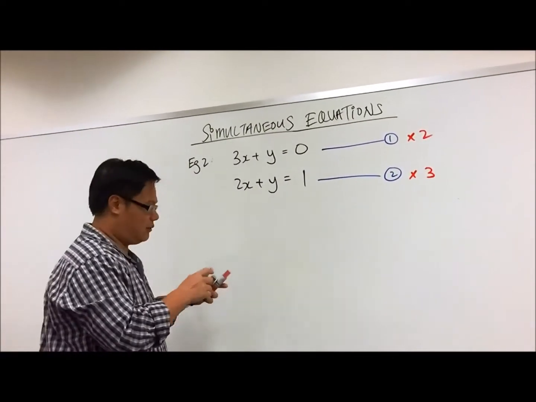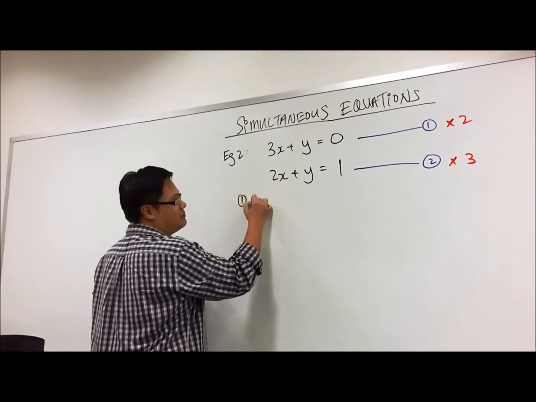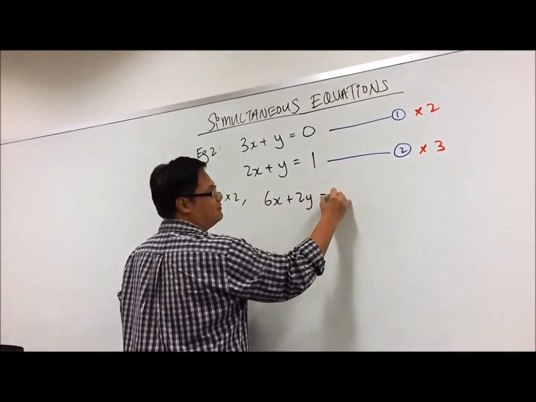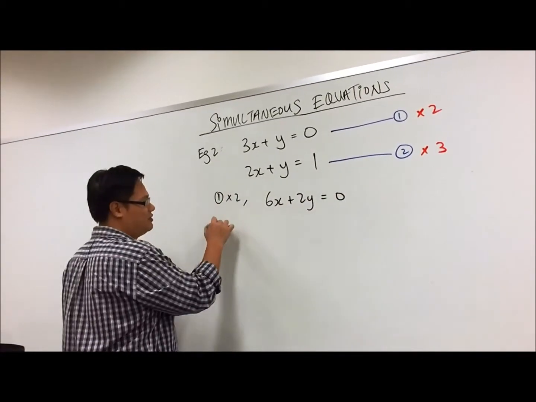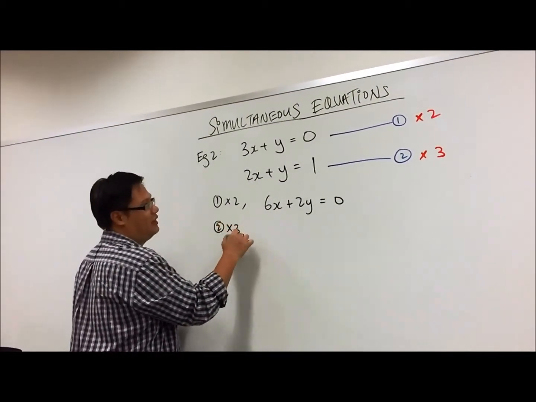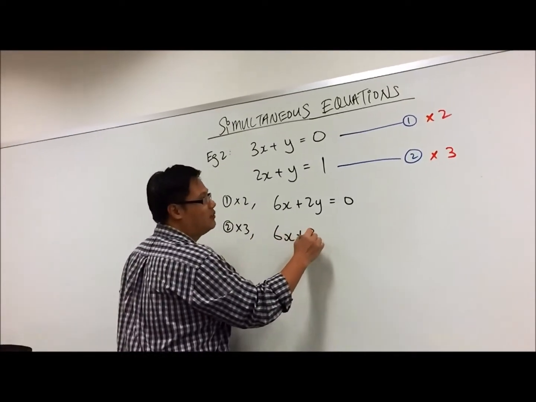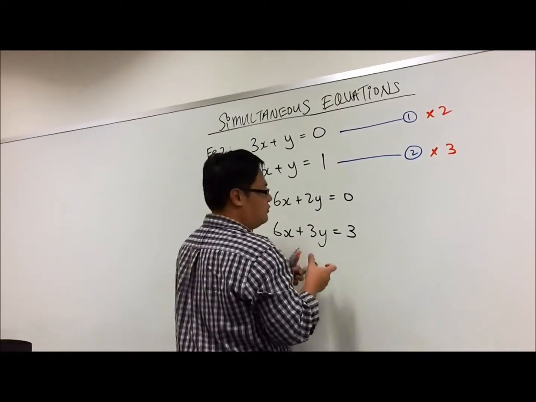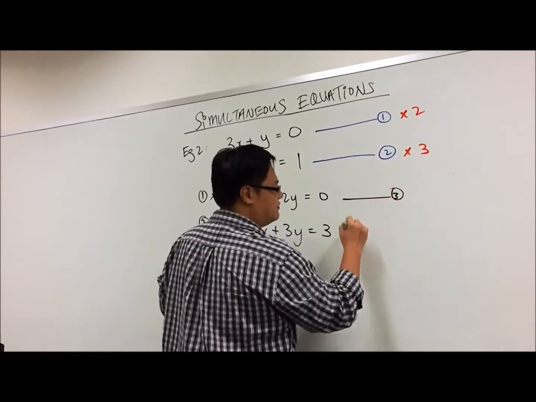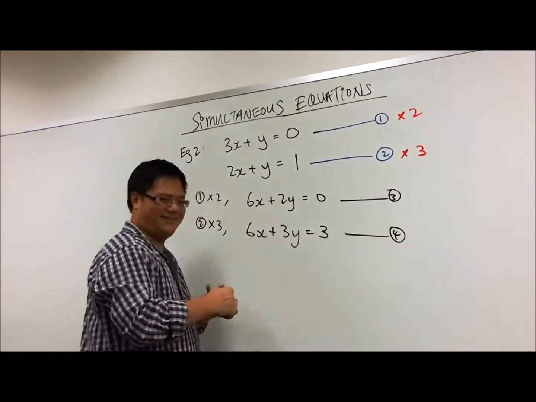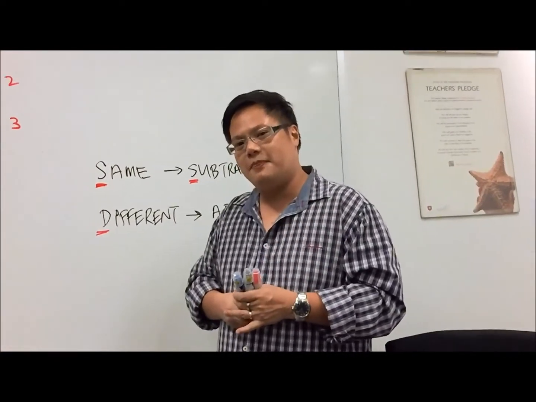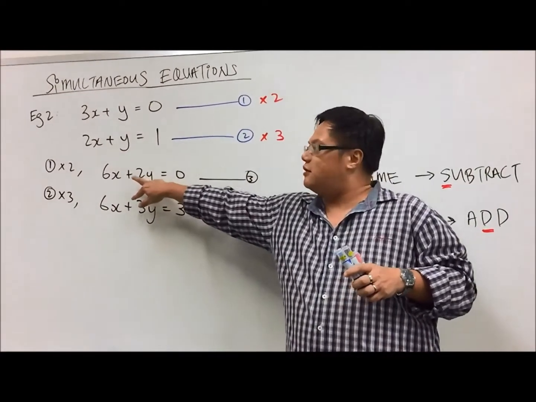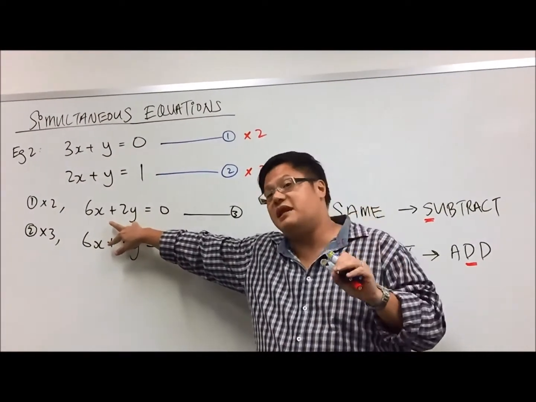By doing this, look at what I have. From equation 1 times 2, I have 6x plus 2y equals 0. From equation 2 multiplied by 3, I have 6x plus 3y equals 3. So right now I have equation 3 and equation 4. Remember what I said earlier regarding the operational signs of the coefficients of the variable that you are intending to eliminate.